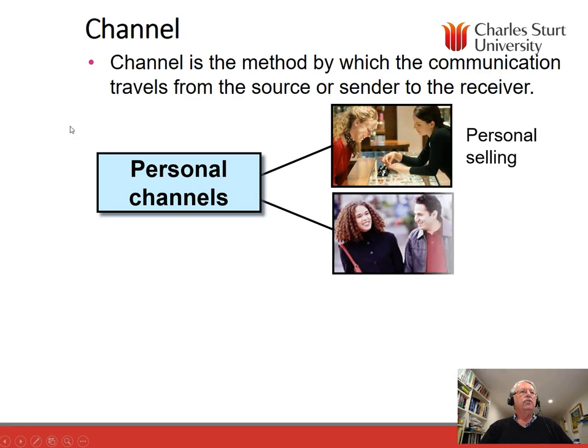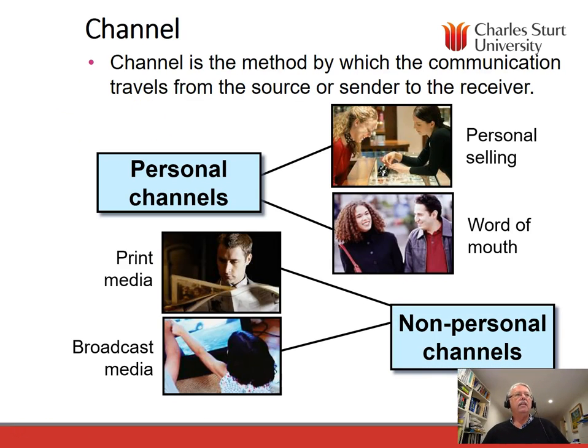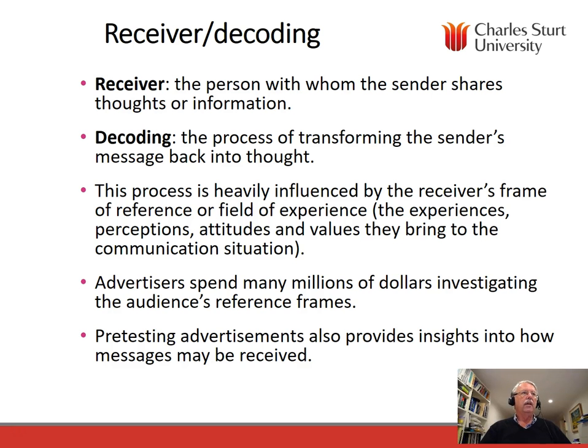If we have a look at the channels, we can see that the channel is the method by which the communication travels from the source to the sender. There are both personal and non-personal channels. So the personal channels are personal selling and word of mouth, and the non-personal channels are typically the print media, the broadcast media such as television and radio and the like. If we have a look at the receiver and the decoding process.